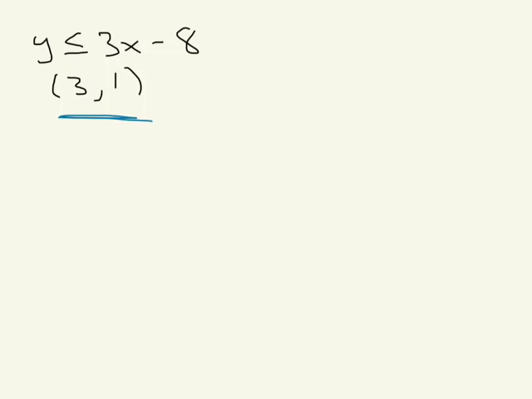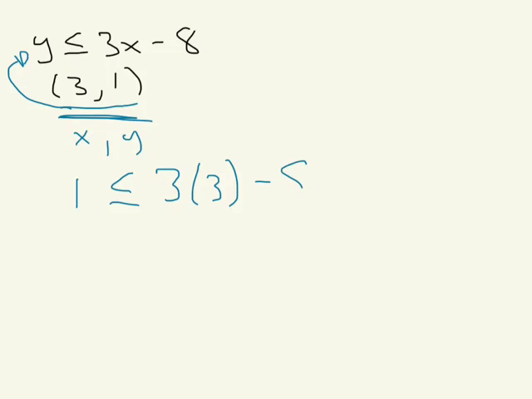Since we don't have a graph or graph paper, we're going to plug things in. We're going to substitute. So remember, (3, 1) is the same thing as (x, y). So that means we're going to take these numbers and put them into this inequality right here. So let's start off. Remember, we have 1 is y, so we have 1 is less than or equal to 3 times 3. We get this 3 from the 3 in the ordered pair, and then minus 8.